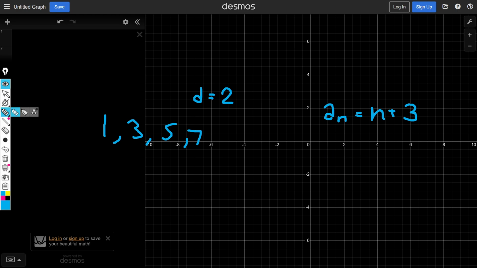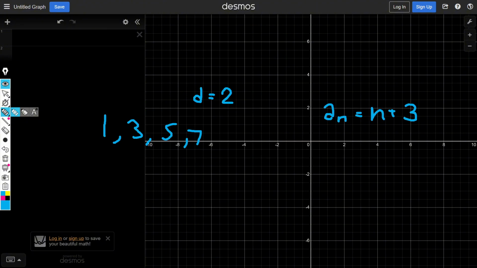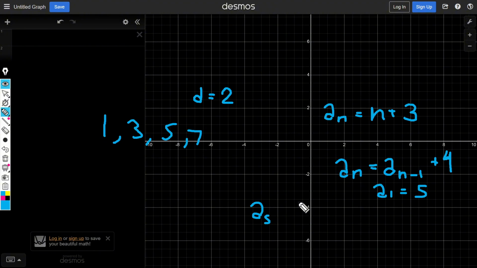Now, with that out of the way, let's talk about the recursive definition of arithmetic sequences. These are sequences where you find a term by using the previous one in the sequence. An example of a recursive definition would be this right here. We're given that a term is equal to the previous term in that sequence plus 4. If we were trying to find the 5th term and we plug in 5 for n, then we'd be using the 4th term because we do 5 minus 1. This would be A sub 4.